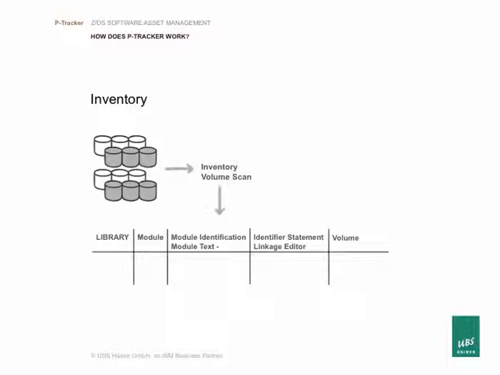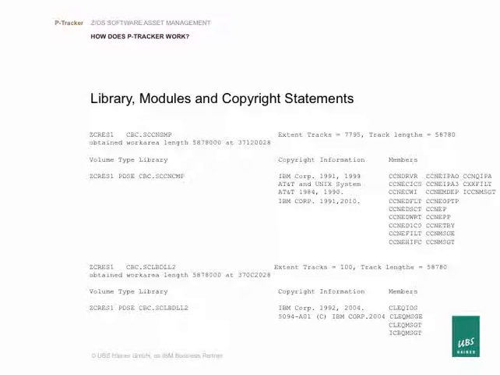As I mentioned earlier, the inventory itself is very efficient, requiring minutes rather than hours. This slide gives you an impression of what type of information comes out of the inventory process. On the left side, we see the volume, the type, the PDSE, the library name. In the middle, the copyright information that is found in the modules, and on the right side, the module names of that particular library. Internally, this data is kept in related tables: the library table, the text or copyright table, and the members table, which are related.